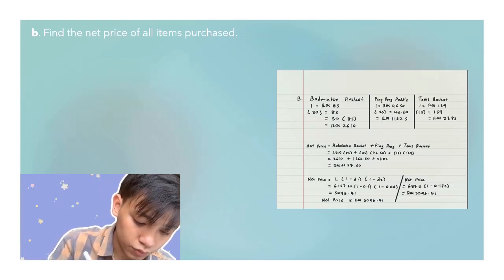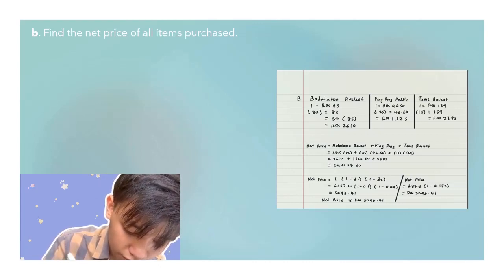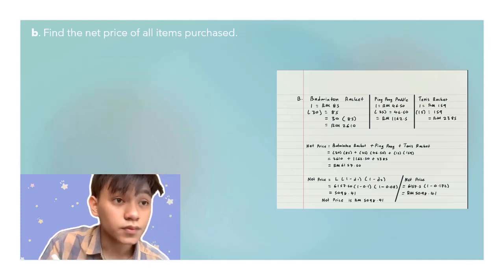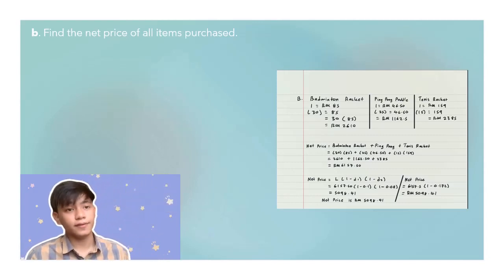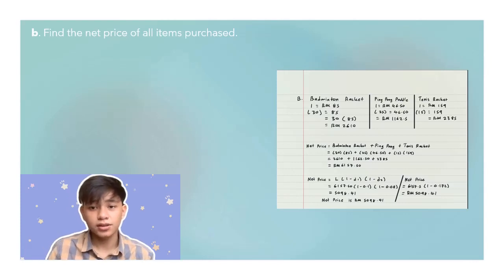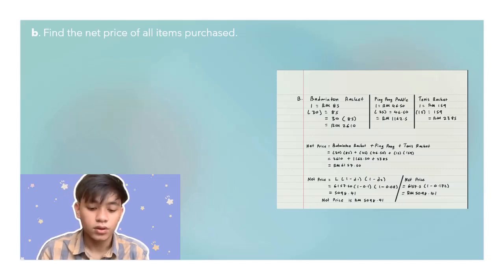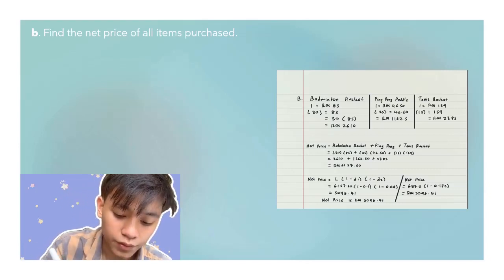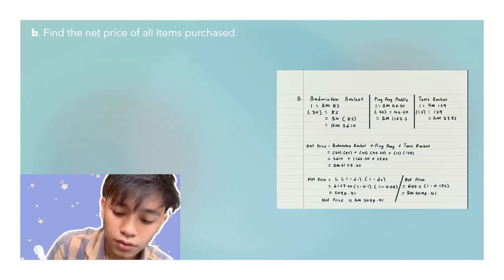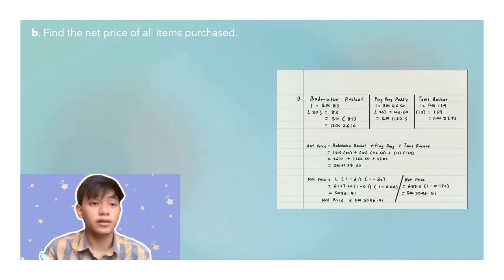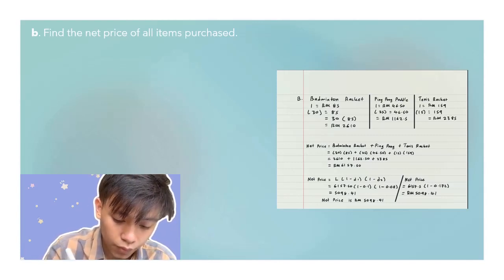So net price equals 6157.50 open bracket 1 minus, we take it from the question, they give 10% and 8% discount, so 0.1 open bracket 1 minus 0.08 close the bracket. So the answer of the net price is 5098.41.